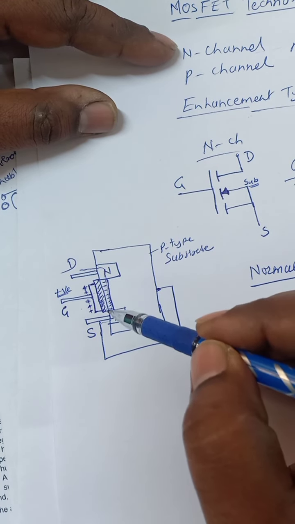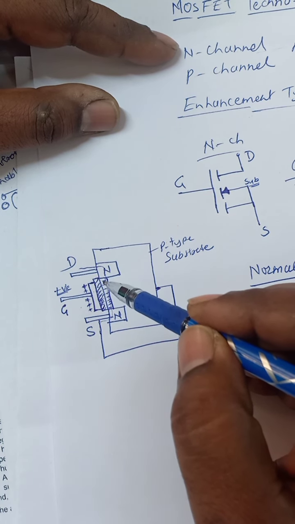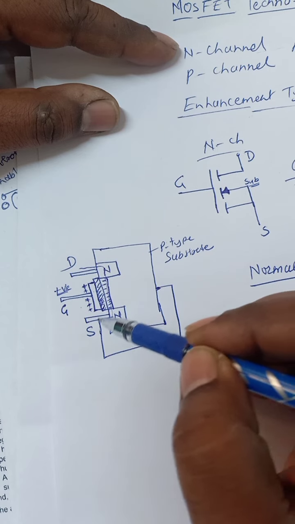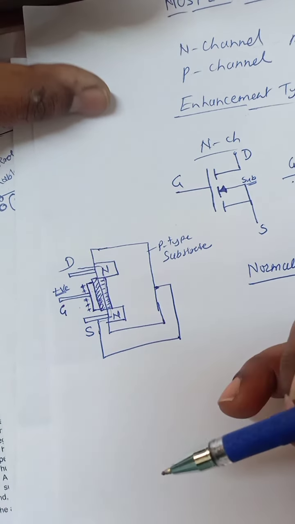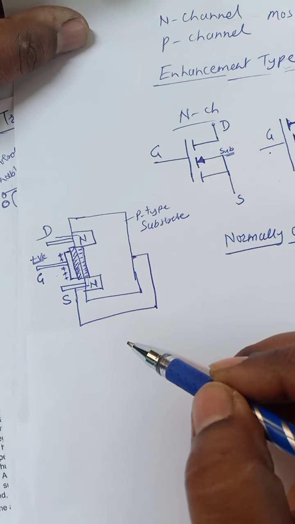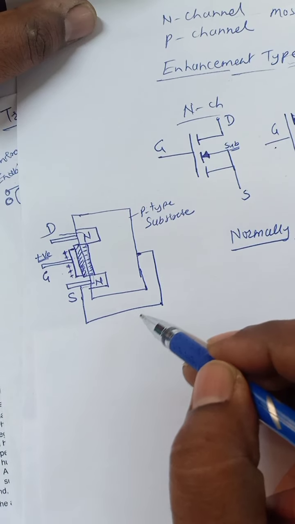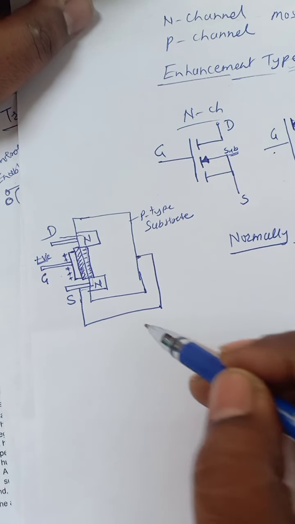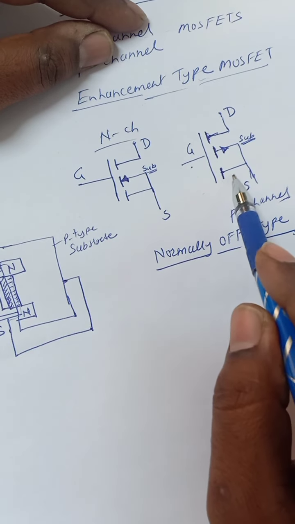Initially there is no inversion layer. If we don't apply voltage, there is no inversion layer, no channel is built between drain and source, and no current flows through this MOSFET. Okay, so this is the structure of the N channel MOSFET, the opposite of the P type.